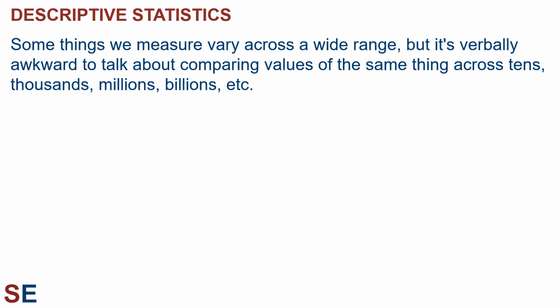First up, descriptive statistics. Some things we measure vary across a wide range, but it's verbally, and maybe even typographically, awkward to talk about comparing values of the same thing across tens, thousands, millions, billions, etc. Instead of talking about millions, billions, and trillions, and hoping that people remember how many zeros that is, it's much easier if there's a new metric that condenses this scale into something easier.